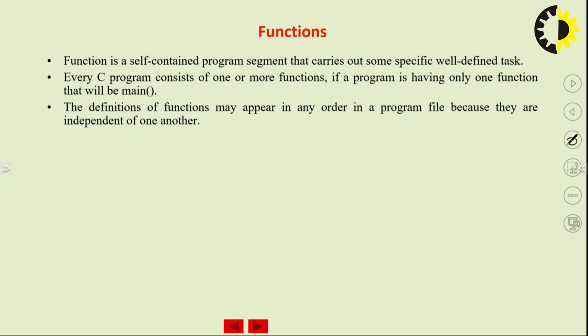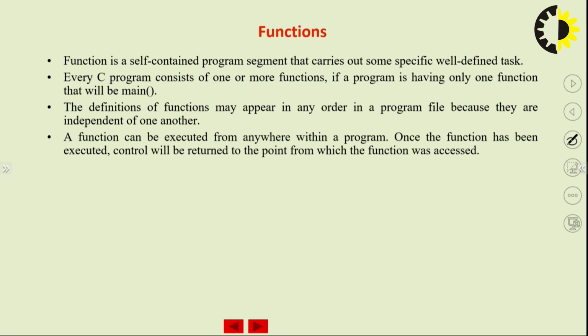So, we say the definitions of the functions may appear in any order in a program file because they are independent of one another. A function can be executed from anywhere within a program. You can call a function within another function as well. Once the function has been executed, control will be returned to the point from which the function was called. That means control will be returned to the calling function only.